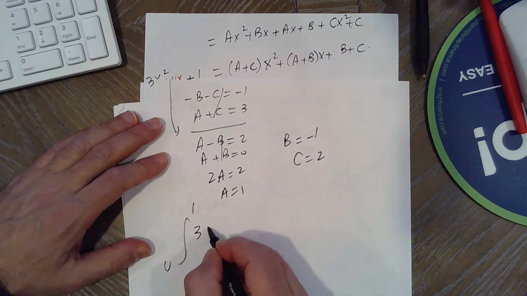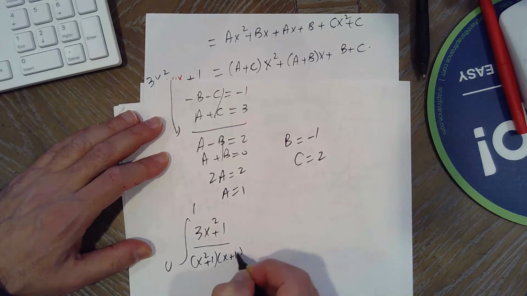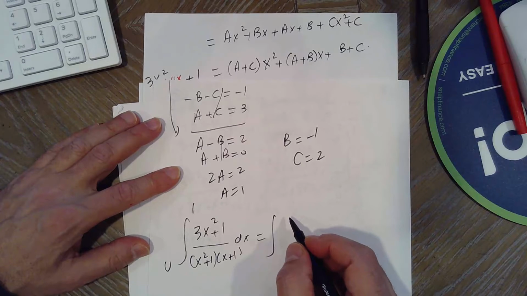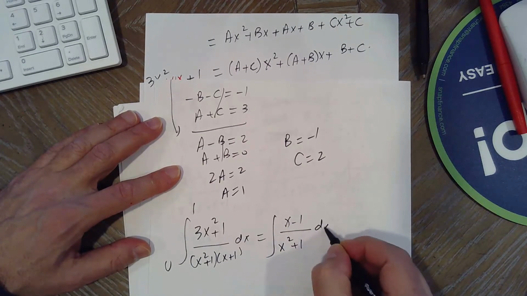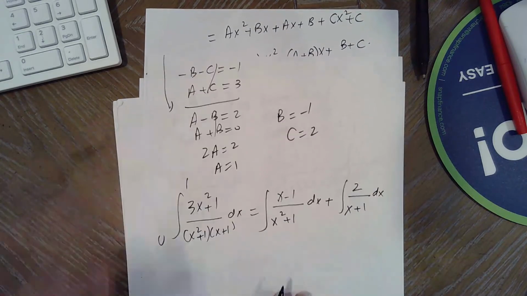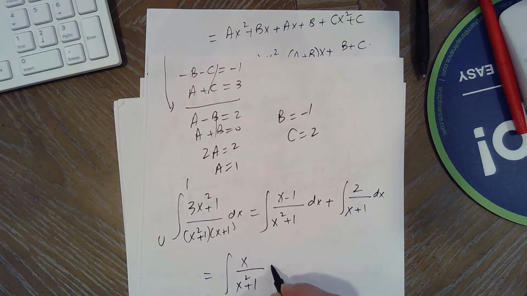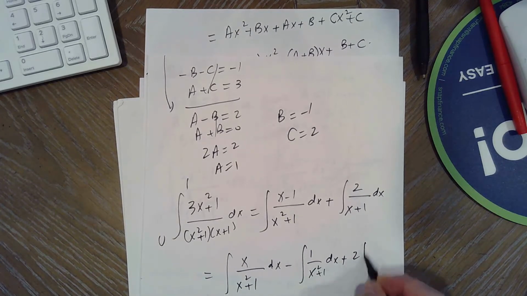So the integral from 0 to 1 of (3x squared plus 1) over (x squared plus 1)(x plus 1) equals the integral of a, which is 1, x plus b, so it's (x minus 1) over (x squared plus 1), plus c, which is 2 over (x plus 1) dx. We can break this down: x over (x squared plus 1) dx minus 1 over (x squared plus 1) dx plus 2 over (x plus 1) dx.